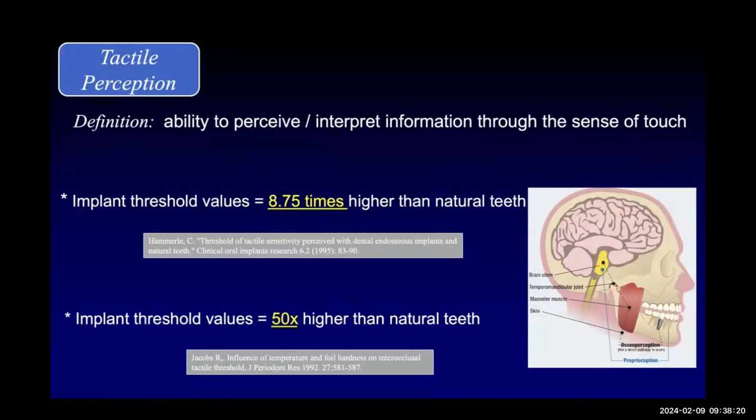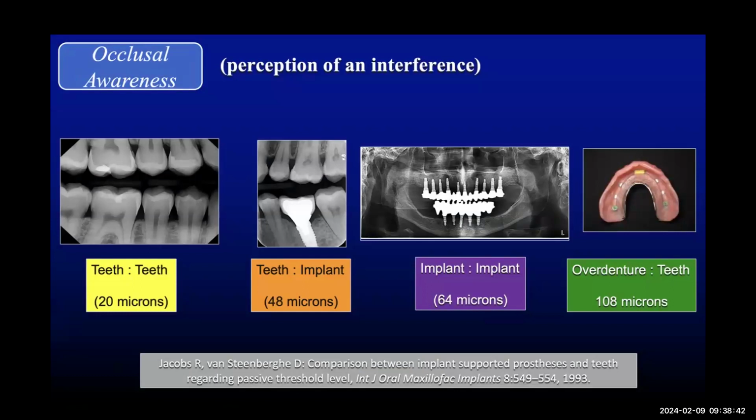With that being said, if we look at tactile perception, meaning the threshold at which implants can actually be perceived, here are just two studies. One is almost 9 times higher. Another is 50 times higher. For implants, the threshold is that much higher than natural teeth. That's a significant problem. There's a very good study that evaluated teeth versus teeth. And it shows that if you have natural teeth against natural teeth, and you put in a filling and you have a prematurity of 20 microns, most patients can perceive that and say, hey, doc, that feels high.